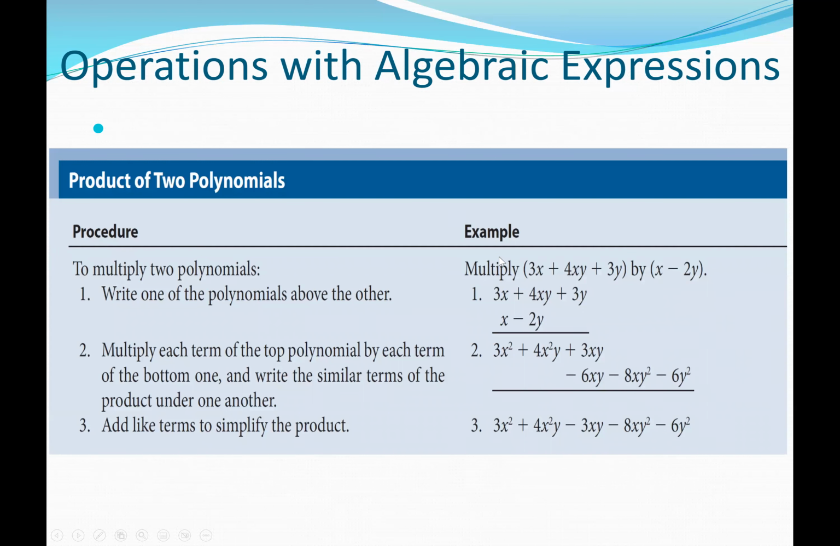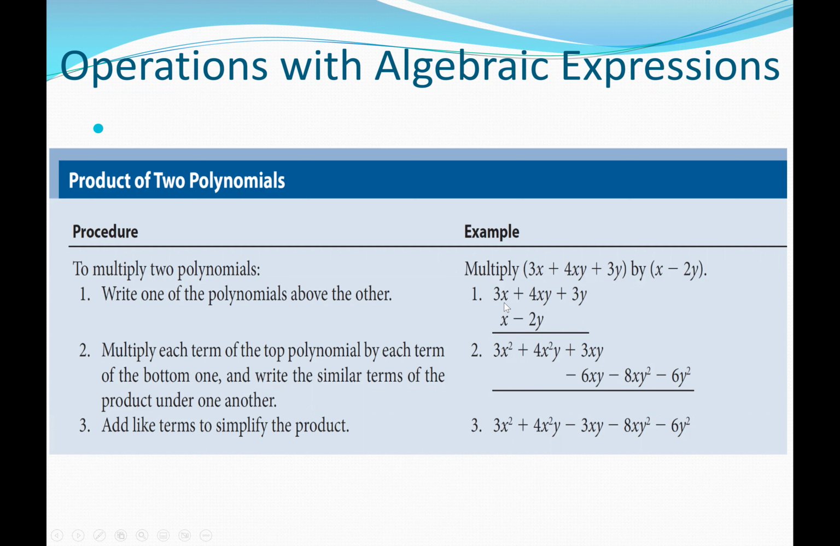So let's see an example here. They say we should multiply 3x plus 4xy plus 3y by x minus 2y. So in this case, we can multiply x with 3x, 4xy, and 3y. Then we multiply -2y with 3x, 4xy, plus 3y. Then we combine the two. So we write it in a vertical form.